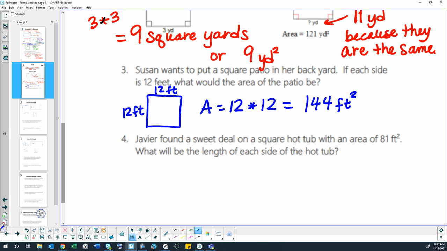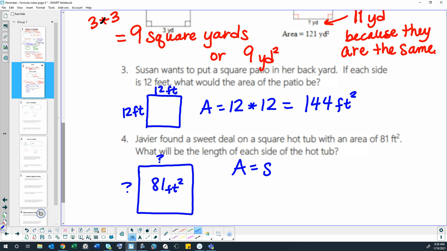Javier found a sweet deal on a square hot tub with an area of 81 square feet. What will be the length of each side of the hot tub? So this time we don't even know the length of a side, question mark. We just know that it's 81 square feet. So this time we're going to use our formula backwards. Remember our formula is s squared, right? So 81 equals s squared.